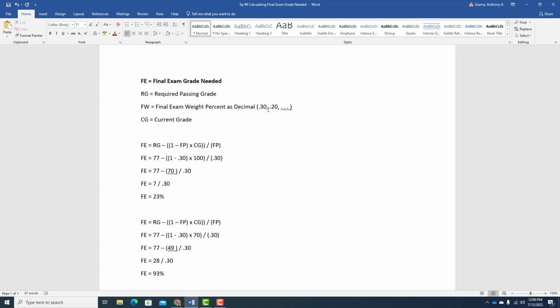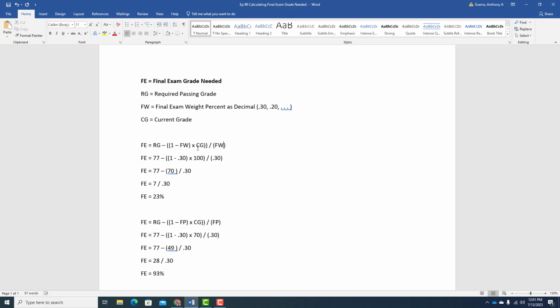Okay, so here's the equation itself. The final exam grade needed is equal to the required passing grade minus, open parentheses, 1 minus the final exam weight as a percent. And we'll put this as a W instead. I think that's going to be easier to use. Okay, and then we're going to multiply that number times the current grade, and we're going to divide again by the final exam weight.